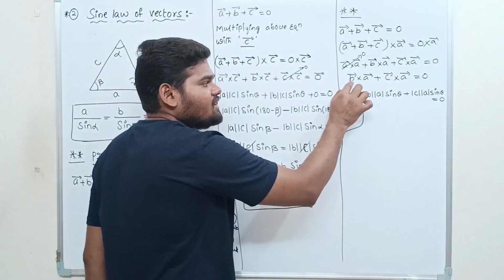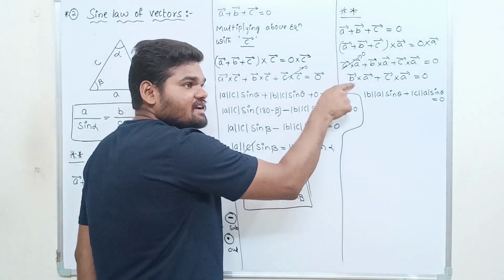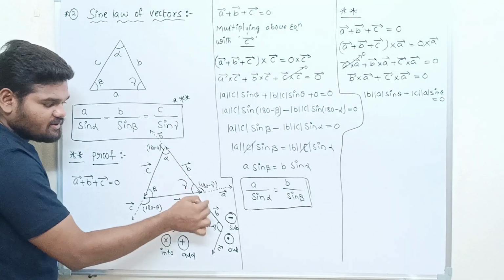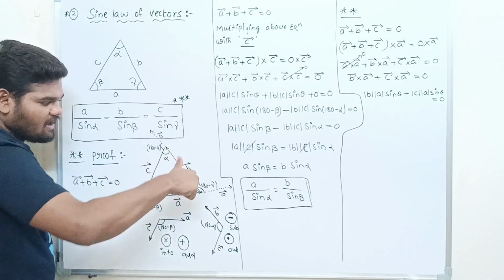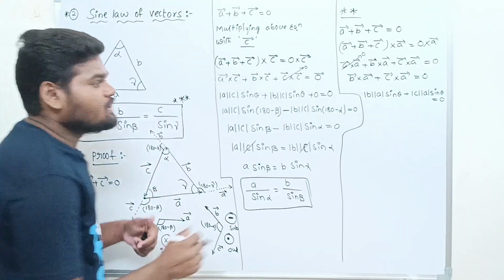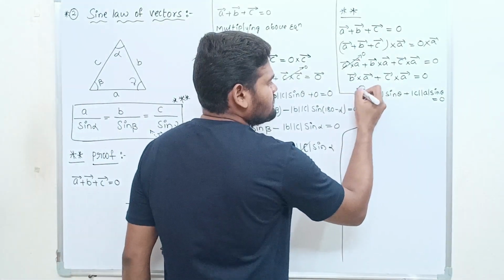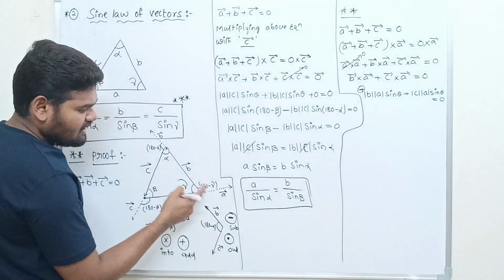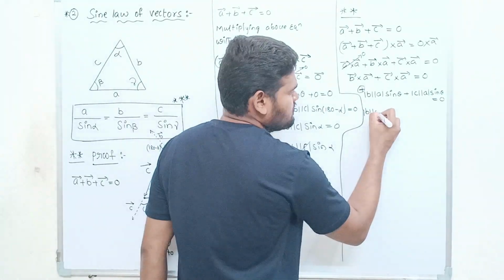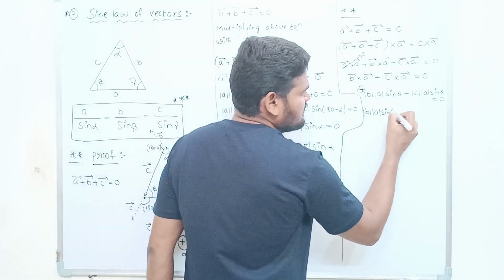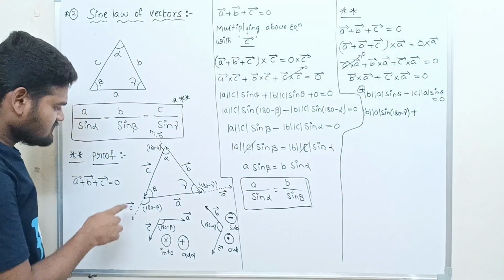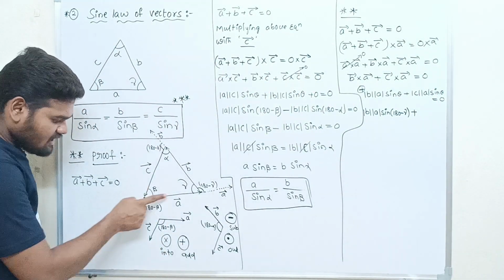Now here we have B bar cross A bar. We have to curl our fingers from first vector to second vector, B bar vector to A bar vector, through a small angle. So B bar to A bar. The direction of the thumb is inward, then it is plus. So angle between B and A is 180 minus gamma. So magnitude of B into magnitude of A into sine of 180 minus gamma, plus CA. So here C bar vector, here A bar vector.